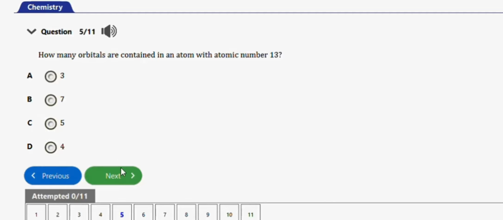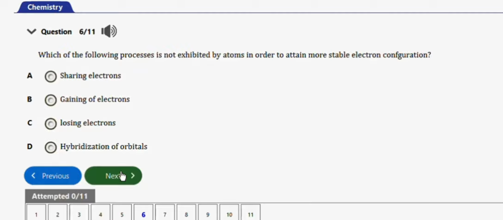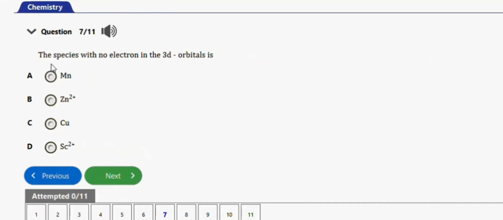The next question will be this one. It says which of the following processes is not exhibited by atoms in order to attain more stable electron configuration? So sharing electrons is involved, gain of electrons is involved, losing electrons is involved. So the exception here is hybridization of atoms. Okay, next question with this one. It says the species with no electron in the 3d orbitals is, so the right option in this question is option D, which is scandium ion.